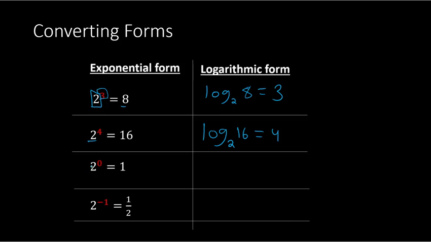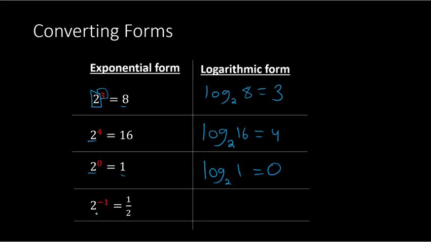Let's try 2 to the 0 power equals 1. This would be log with a base of 2, and then it's equal to the exponent, which is 0, and then the 1 goes over here. So we have log base 2 of 1 equals 0.